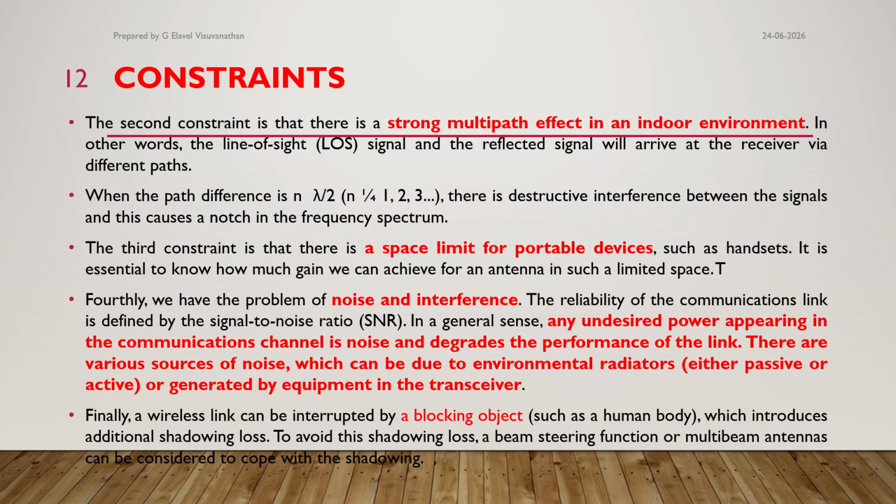Finally, the wireless link can be interrupted by blocking objects, which introduce shadow loss. The final constraint is the blocking object. It will introduce a new loss called shadowing. To avoid the shadow loss, beam steering function or multi-beam antenna can be considered.